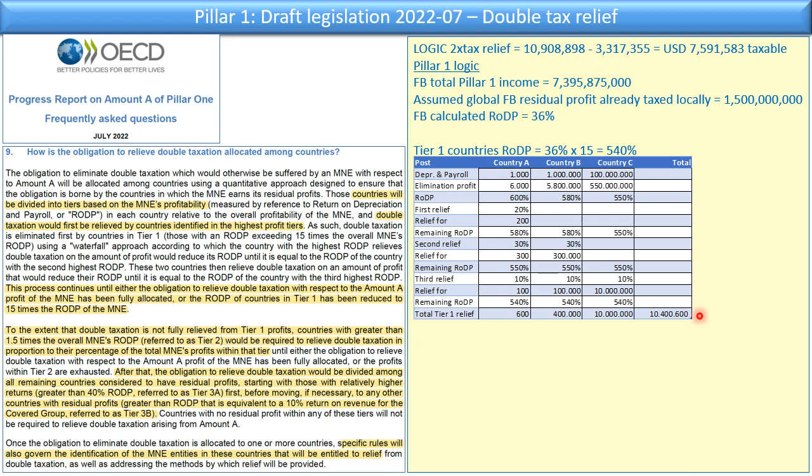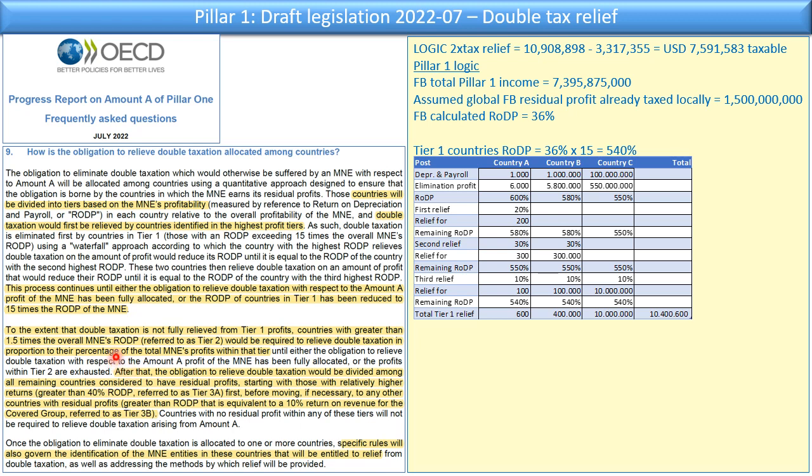So we then come to tier 2, which is a much larger group, right? To the extent that double tax is not relieved from tier 1, countries with even greater than 1.5 times the overall M&E's RODP would be required to relieve double taxation in proportion to their percentage of the total M&E's profit within that tier. Now there's nothing about a waterfall approach here, right? Until their obligation to relieve double tax with respect to amount A has been fully allocated, all the profits in tier 2 are exhausted. Now again, nothing about waterfall. After that, the obligation to relieve double tax would be divided among all remaining countries. Now, so we're not going to get there.